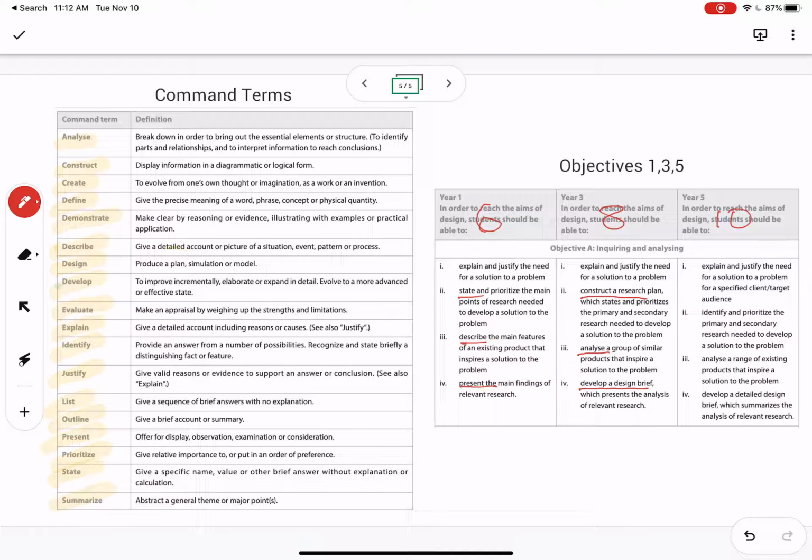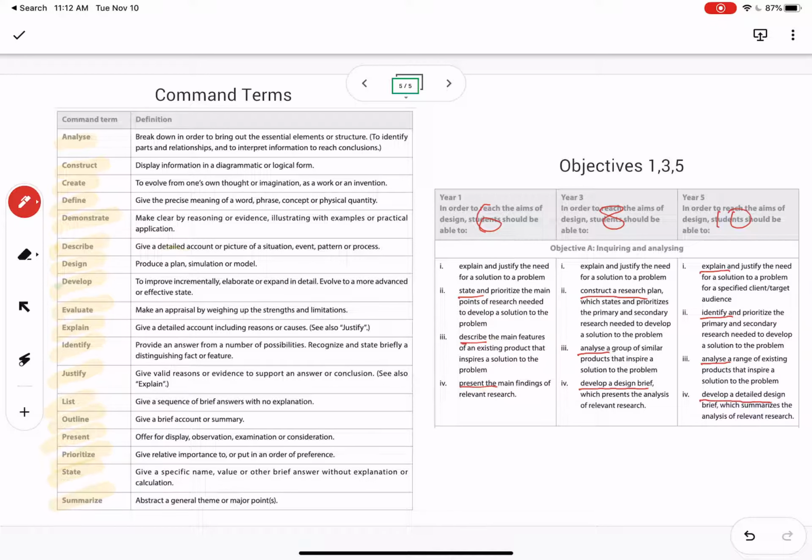In the 8th grade, by the time they reach 10th grade, they're able to handle higher degrees of sophistication, and they're able to understand what these command terms are in context because they've seen them so many times as they've been aligned to their objectives for learning in design.